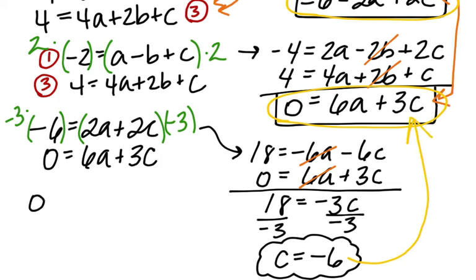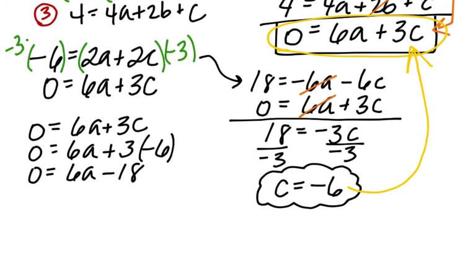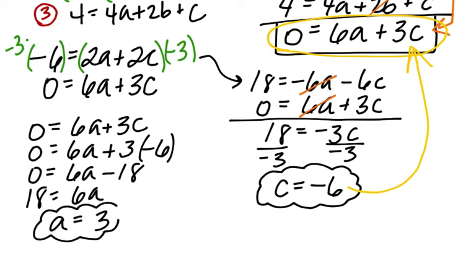So the equation was 0 equals 6a plus 3c, but I know that we found c to be negative 6. So I'm substituting negative 6 in for c, and this will let me solve for a. So finishing up with this basic algebra, it looks like a is equal to 3.